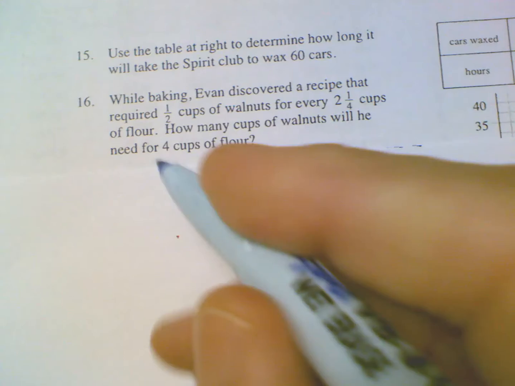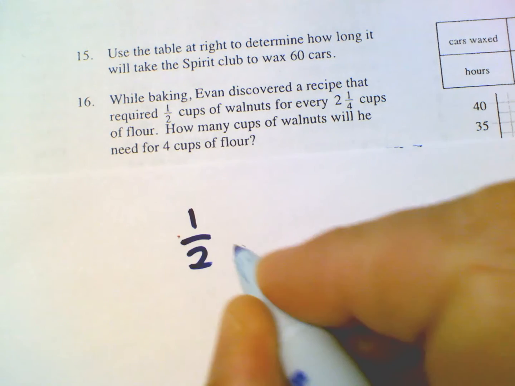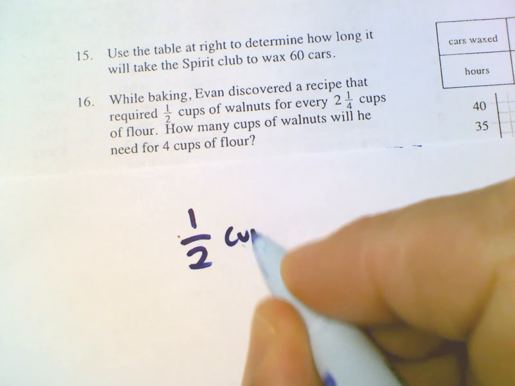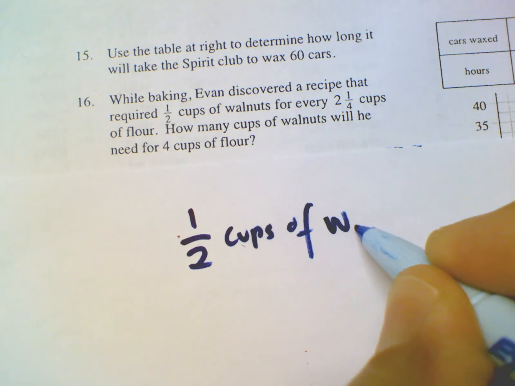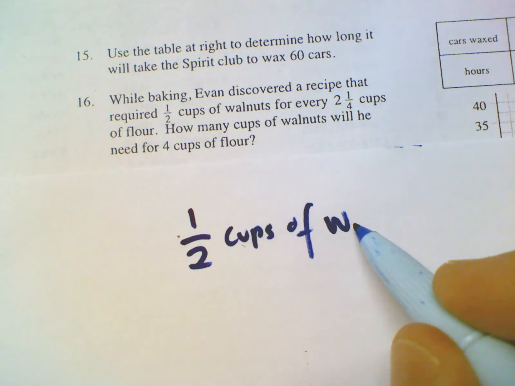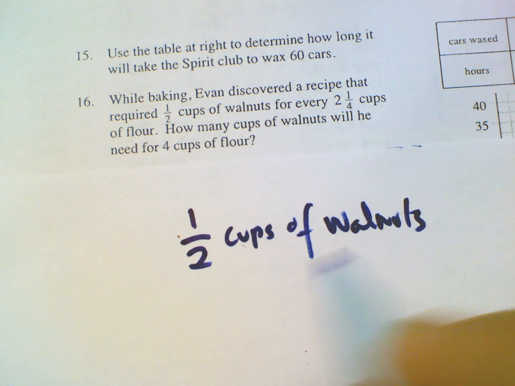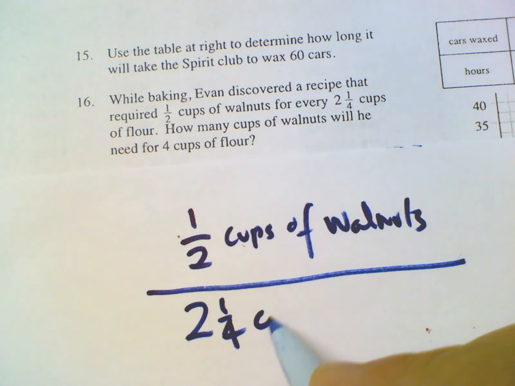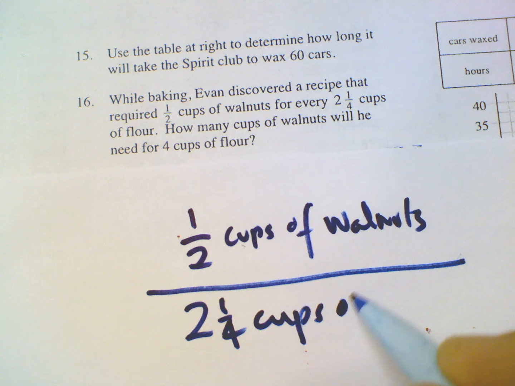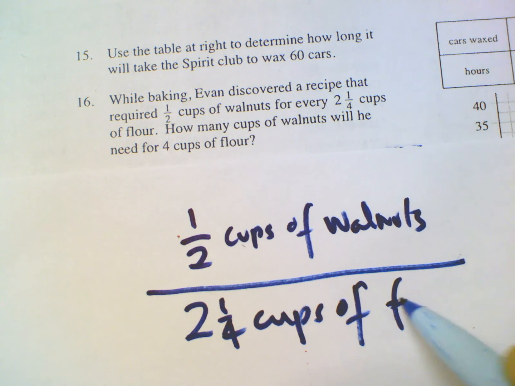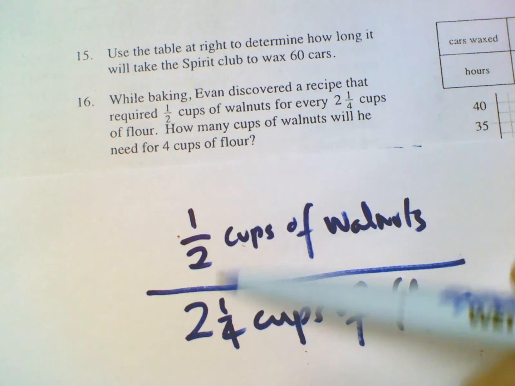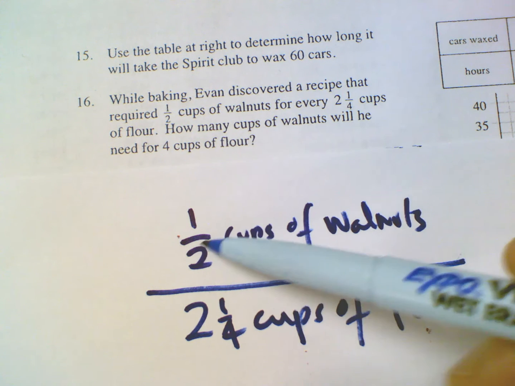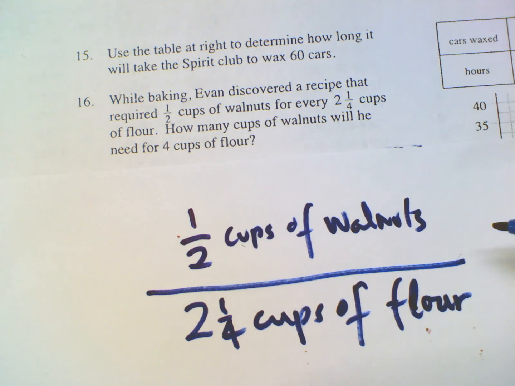All right, so basically we're looking at a ratio of 1/2 cups of walnuts for every 2 1/4 cups of flour. So that's a ratio. It's a comparison of two things. This is always the case. Half a cup of walnuts for every 2 1/4 cups of flour.